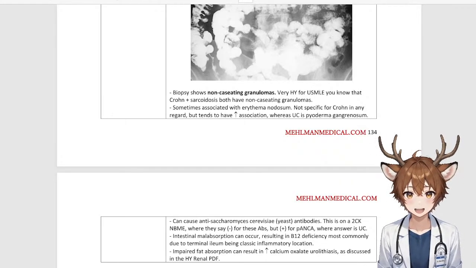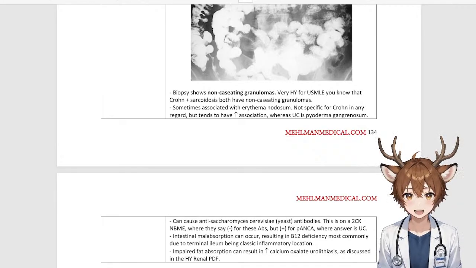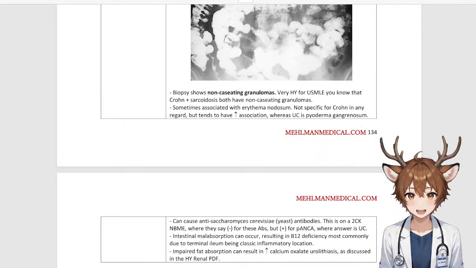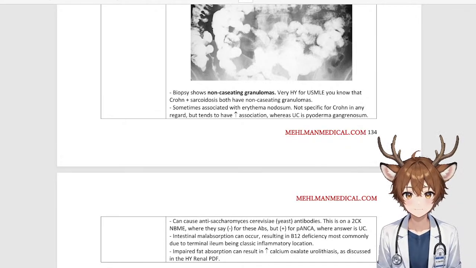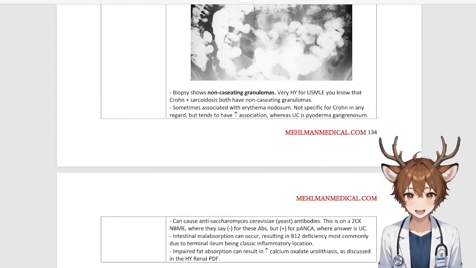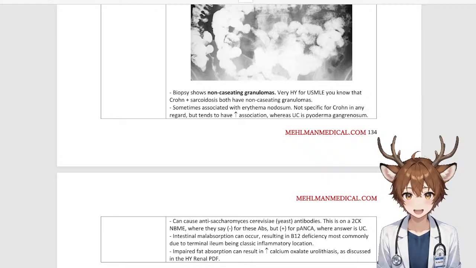Intestinal malabsorption can occur, resulting in B12 deficiency, most commonly due to the terminal ileum being the classic inflammatory location. Impaired fat absorption can result in an increase in calcium oxalate urolithiasis, as discussed in the high-yield renal PDF.